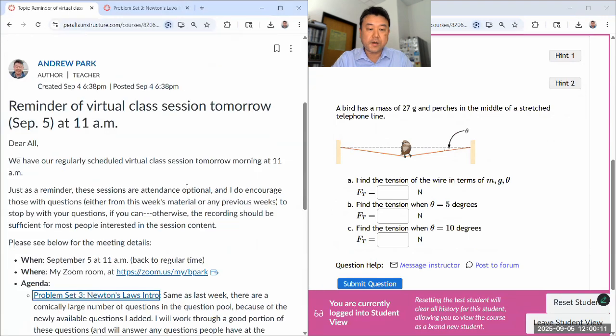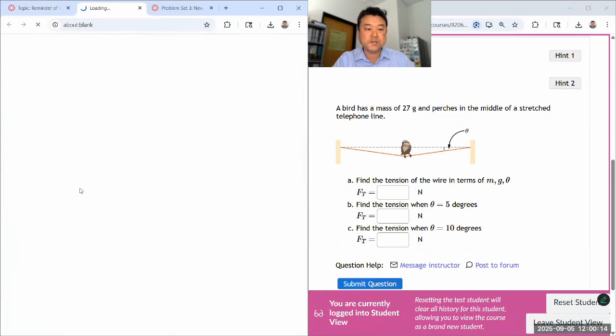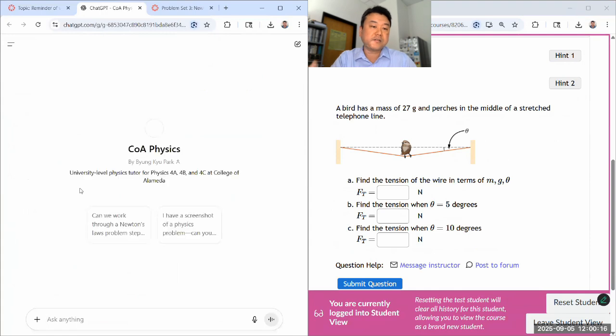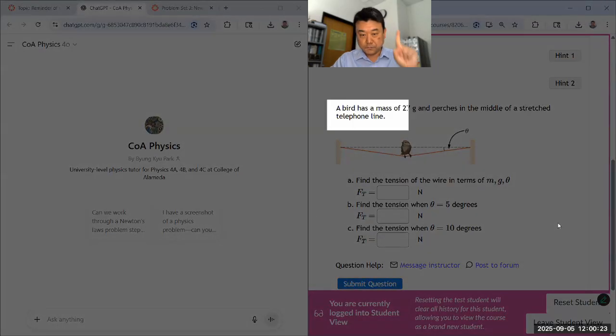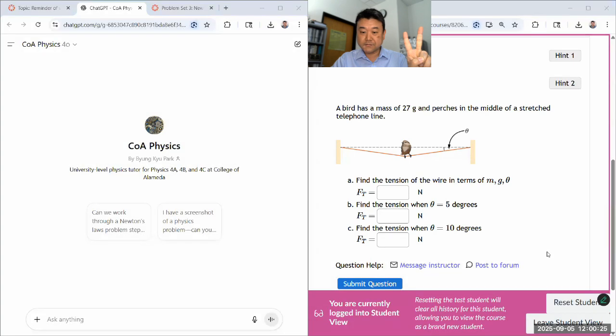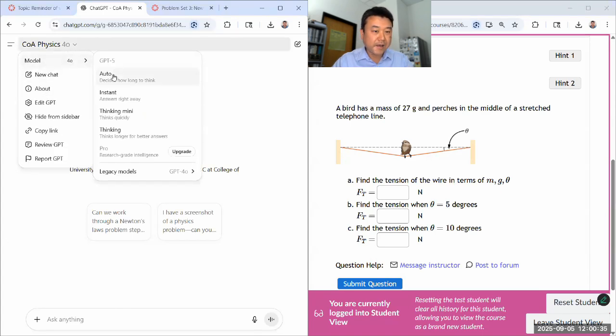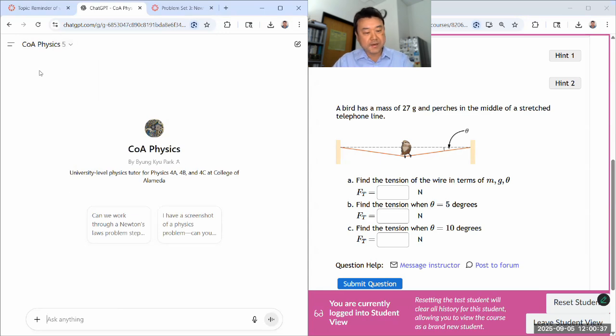The CoA Physics GPT has in its system instructions that tells it about standard strategy. So when I ask it this question, one, it should be telling me about standard strategy. Two, it shouldn't give me all the answers right away. It should interact with me, trying to teach me how to do it. Let me make sure the model is 5 auto. I'll do thinking if auto doesn't do well. So second thing, it should be interacting with me before giving me final answers.